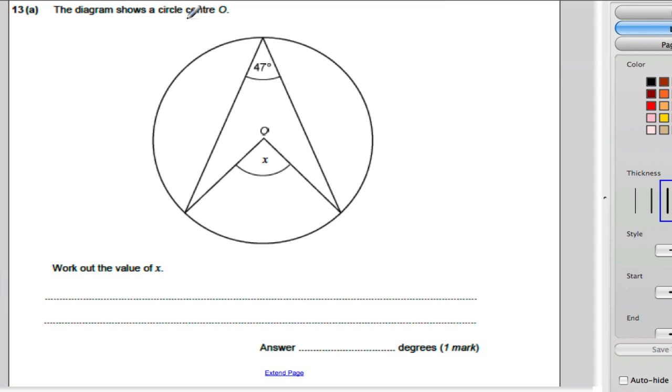Question 13. The diagram shows the circle centre O, and we must work out the value of x. Now you will remember one of your circle theorems: the angle subtended at the circumference of the circle is half the angle subtended by the same arc at the centre. So therefore x must be twice as big as the 47, which is 2 times 47, which is 94 degrees.